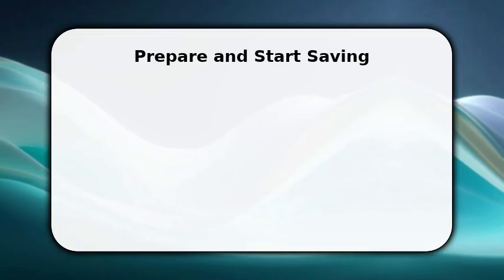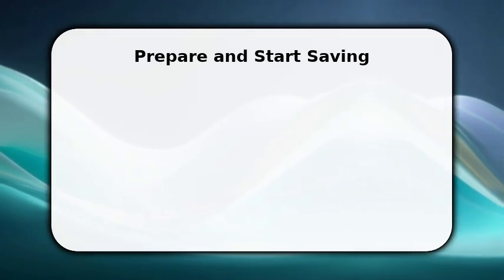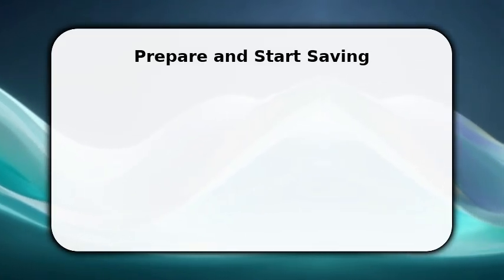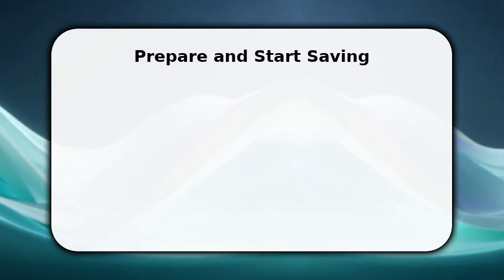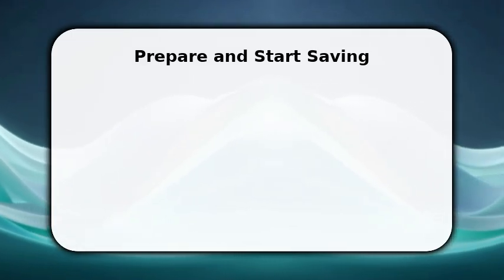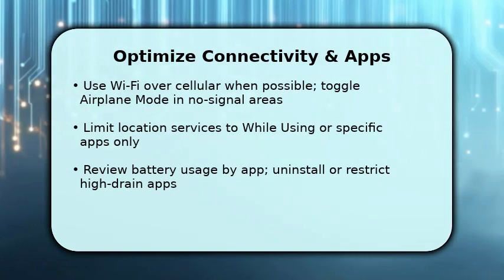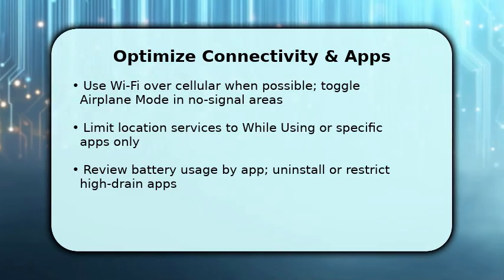Next, turn off background app refresh and set mail to fetch manually. This reduces wake cycles. Make sure to close heavy apps only if they're misbehaving, versus constantly force-quitting, which can increase battery use. You now focus on connectivity and app behavior because radios and rogue apps drain battery fastest.